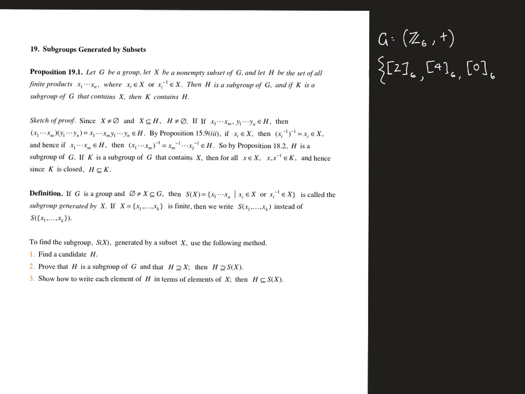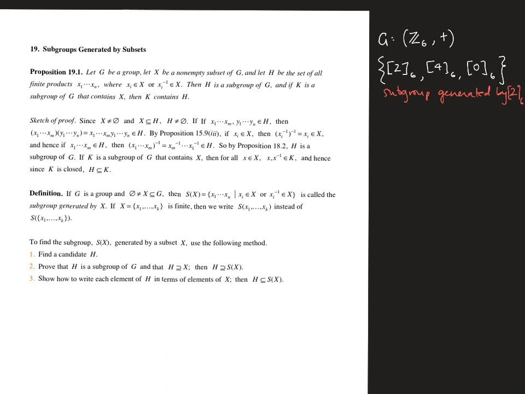And then I need to ask myself, is it non-empty? Sure, it's got 3 things in it. Does it have an identity? Yep, it's got the additive identity 0 mod 6. Does every element have an inverse? Yes, 2's additive inverse is 4, and 4's additive inverse is 2, and 0's additive inverse is itself. And is it associative? Well, yes, it inherits that from Z6. So the subgroup generated by the element 2 is the 3-element set that has 0, 2, and 4 in it.